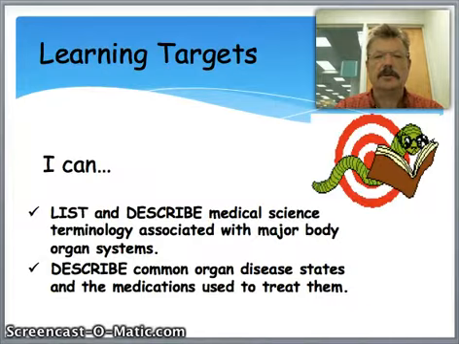The learning targets for today are: I can list and describe medical science terminology associated with major body organ systems. I can describe common organ disease states and the medications used to treat them.